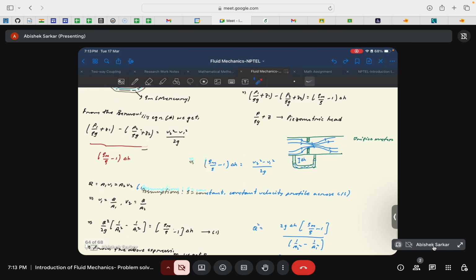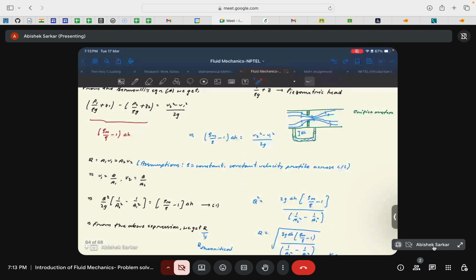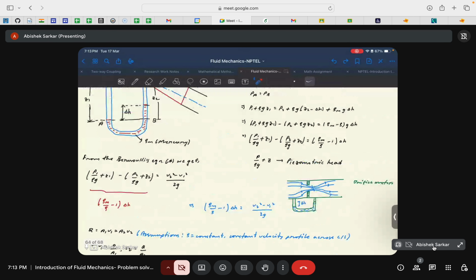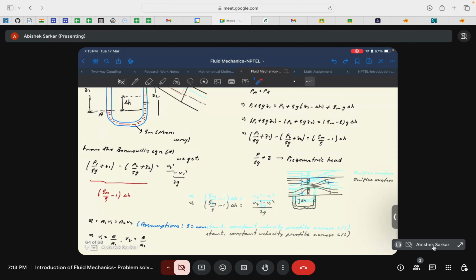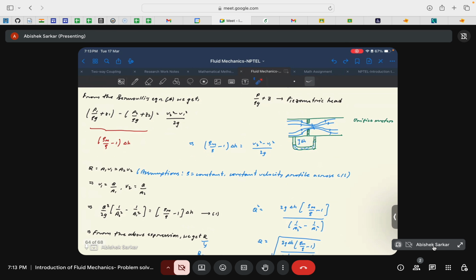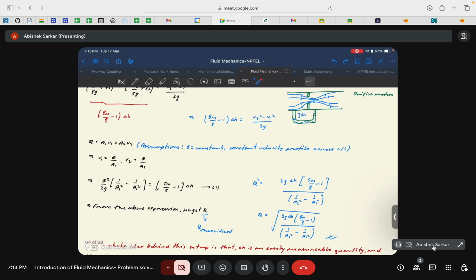by 2g. Now we know that the flow rate through the pipe has to remain constant because there is no place where the fluid is being stored. So we have Q equal to A1 V1 equal to A2 V2, or V1 is equal to Q by A1 and V2 is equal to Q by A2. In terms of the volume flow rate, we can write this equation as Q square by 2g times (1 by A2 square minus 1 by A1 square) equal to (rho_m by rho minus 1) times delta H.